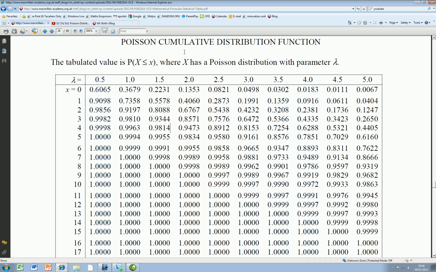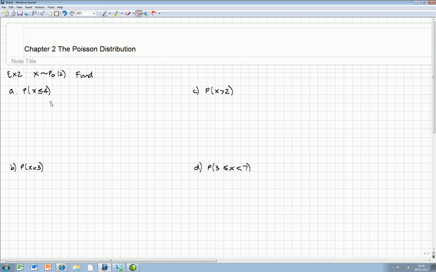Okay, so there's the Poisson table, and we're looking for lambda is 2, x less than or equal to 4, so there's our answer, 0.9473. Dead easy. Okay, let's keep going.